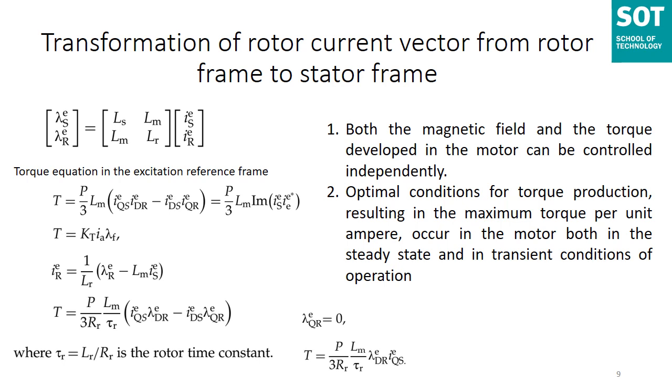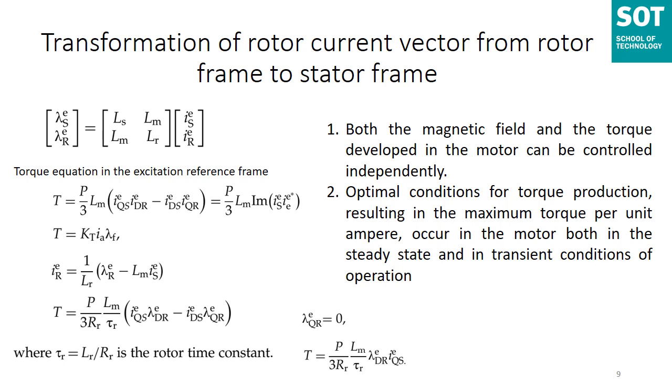So what we require is a separately excited DC motor. And we have already studied that in a separately excited DC motor, the torque equation is capital T is equal to KT IA lambda F. Right? Now to emulate the independent nature of armature control and field control characteristics of a DC motor, the torque equation is rearranged so that the torque is expressed in terms of the stator current and rotor flux.